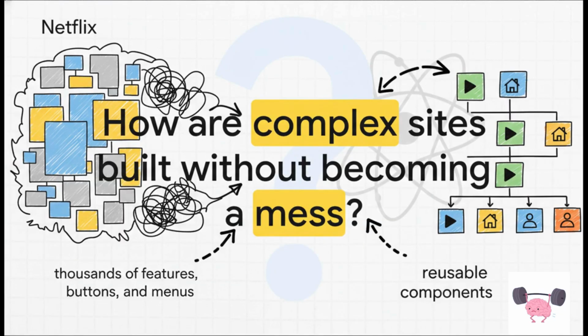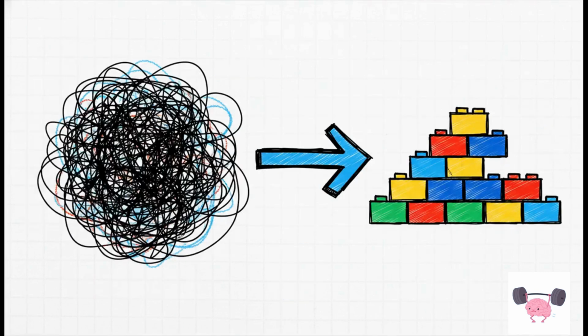Okay, so have you ever just stopped and wondered, how does a massive website like, say, Netflix or Airbnb actually work? I mean, think about it. You've got thousands of features, buttons, menus. How on earth do developers keep all of that from just becoming a complete and total mess, a giant tangled ball of code? Well, the answer is surprisingly simple. And it kind of has to do with Legos. Yeah, you heard me right.